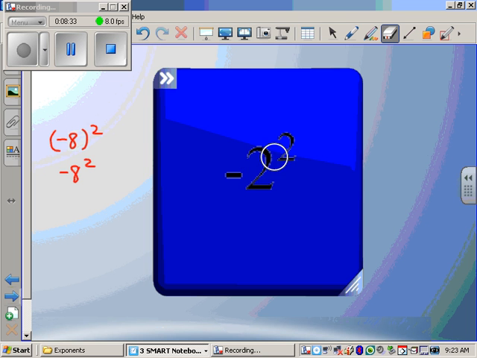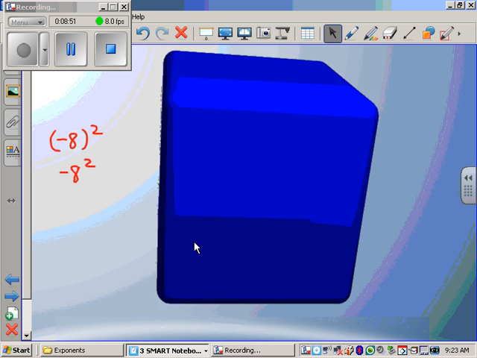In this next problem, these are just random problems. We have negative 2 squared. So again, this should come out to a negative 4 because only the 2 is squared. The negative will drop down in the answer. So this answer is negative 4.